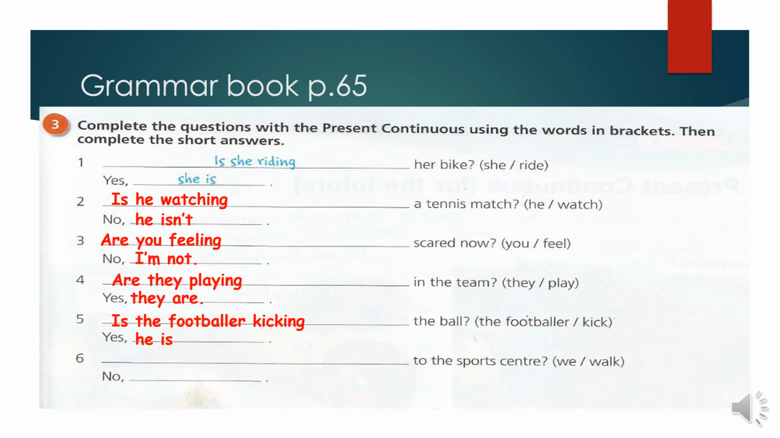To the sports centers. We walk. I will use we walk. So, are we walking to the sports center? No, we aren't.